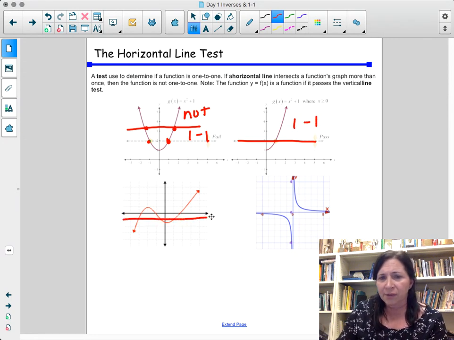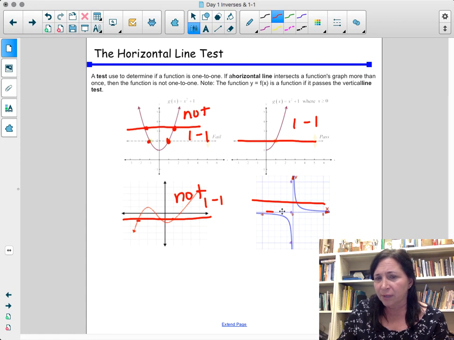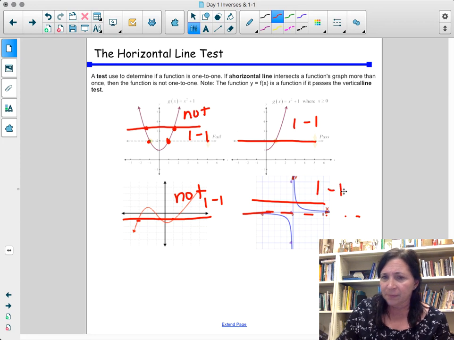Horizontal line test for this equation, not one-to-one. Here, horizontal line test, this would work because remember, that has an asymptote right across from here, right going through here. So this is one-to-one. All right.